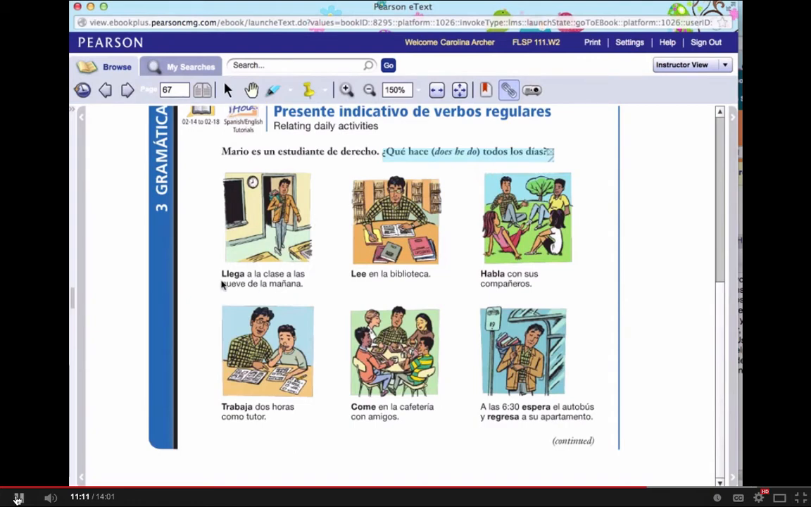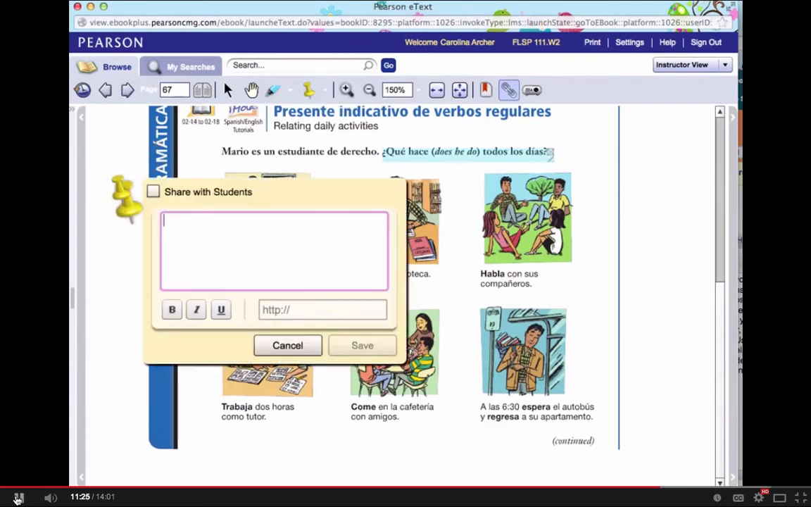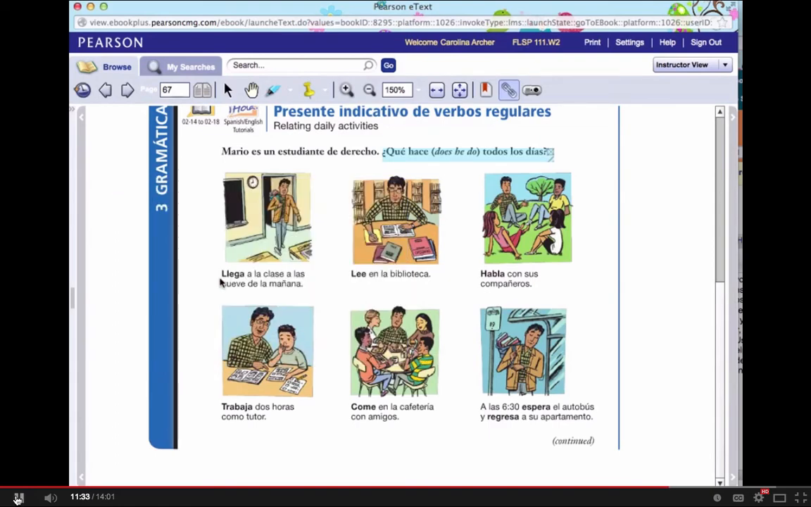Bueno, llega a la clase a las 9 de la mañana. ¿Qué hace todos los días? Lee en la biblioteca. So, Mario would be the equivalent of the pronoun él, right? So you have to think about what pronoun you need to use to conjugate the verb. So Mario would be él. Él llega a la clase a las 9 de la mañana. ¿Qué hace Mario todos los días? Mario, o él, lee en la biblioteca.